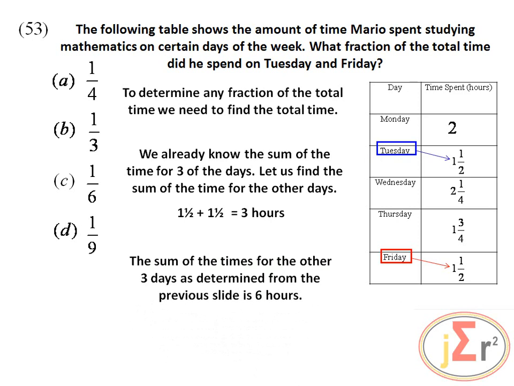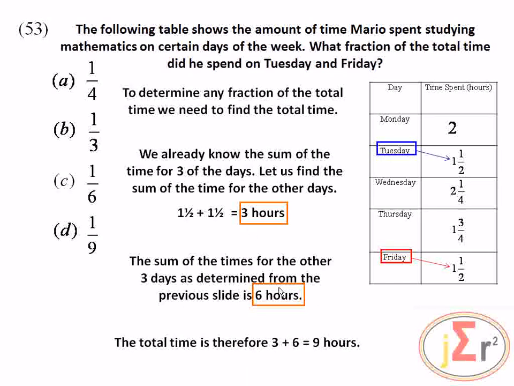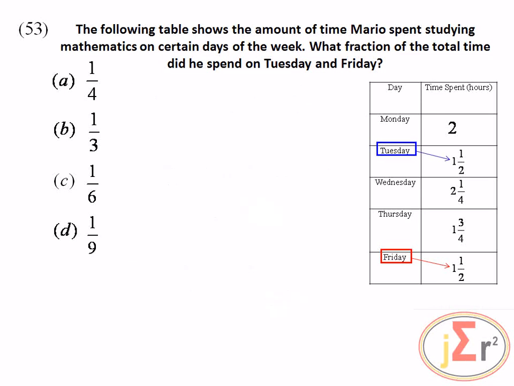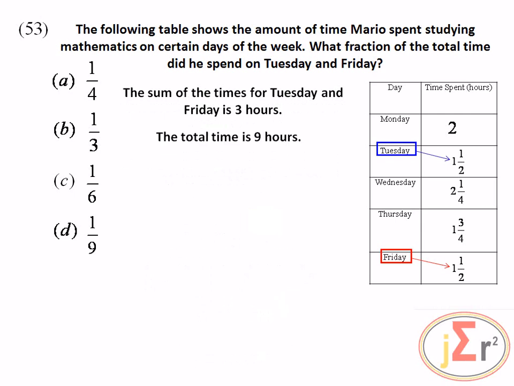The sum of the times for the other 3 days, as determined from the previous slide, is 6 hours. So we are going to add those 3 hours with those 6 hours, and the total time will show to be 9 hours. The sum of the times for Tuesday and Friday is 3 hours. The total time is 9 hours.